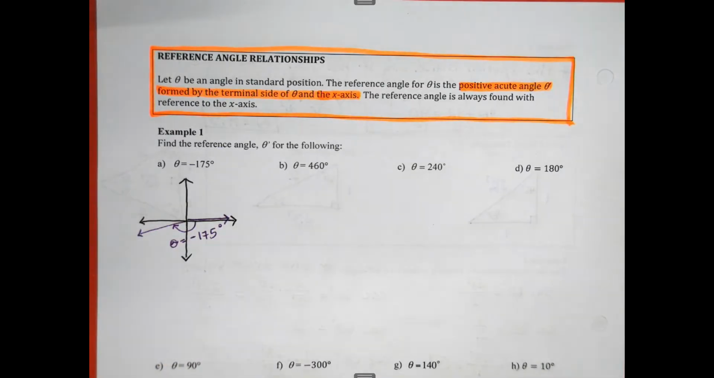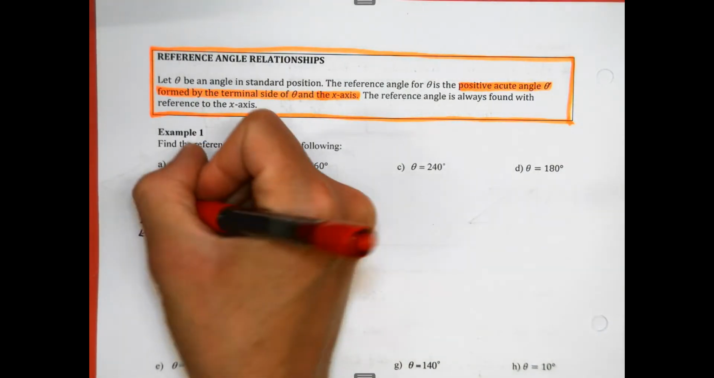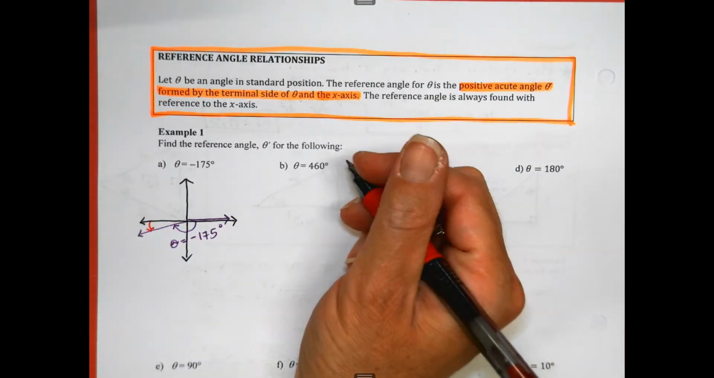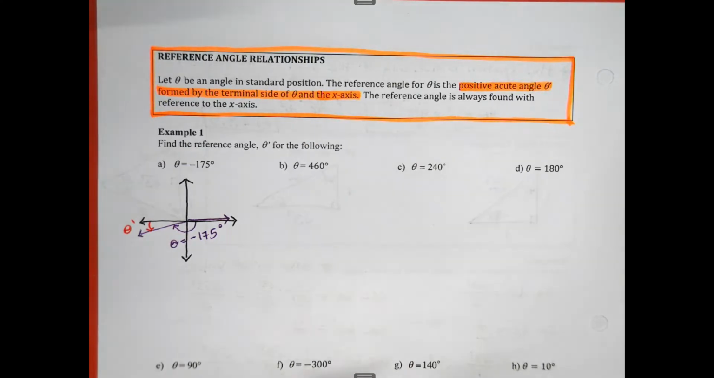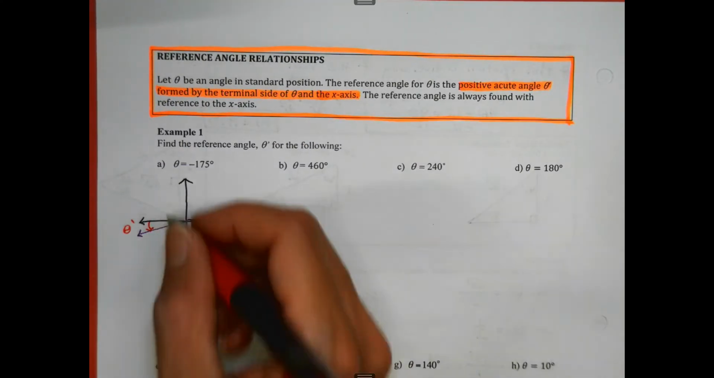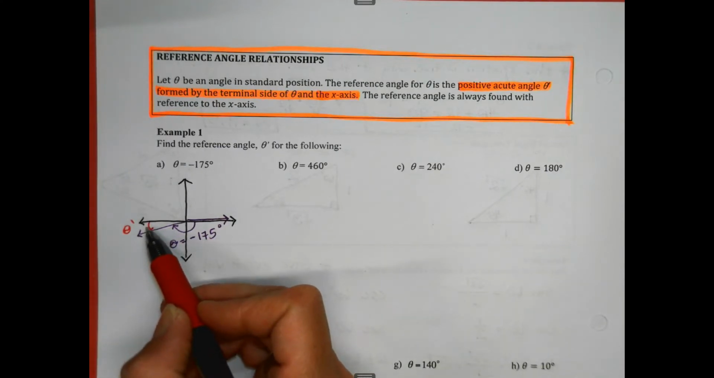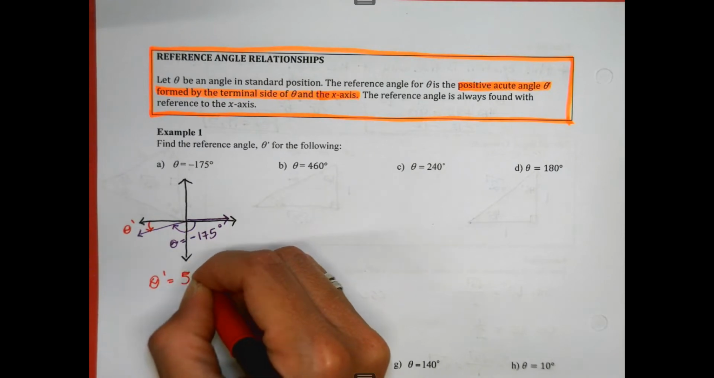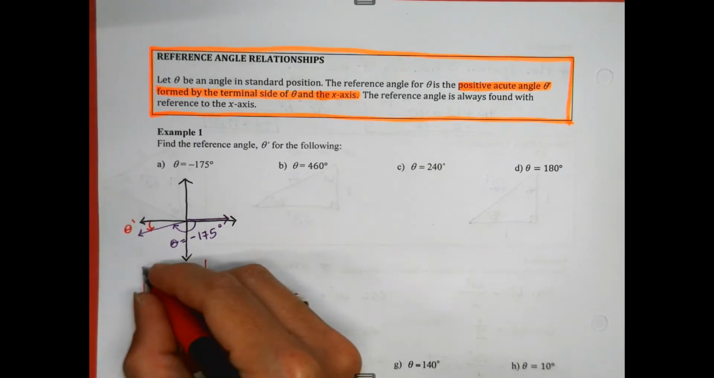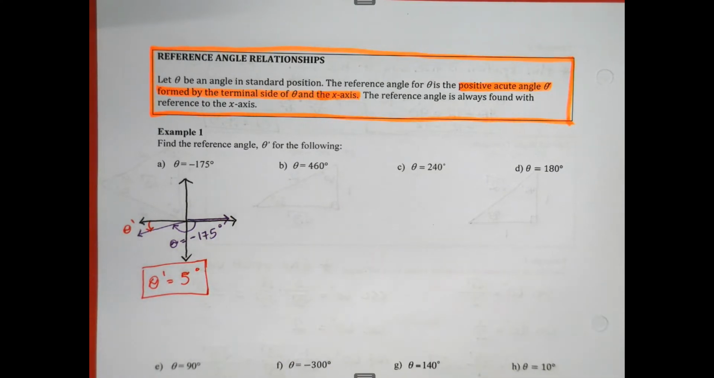And theta prime, which is our reference angle, is this angle in here. It's that distance away from the x-axis. So we want to find out what is that little angle in there. And the way that we do that is we say, okay, how far away from 180 degrees are we? Well, we happen to be 5 degrees away from 180 degrees. Or we could have subtracted negative 175 from negative 180.